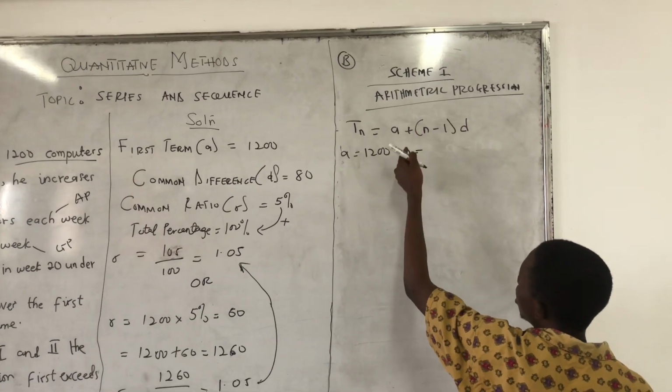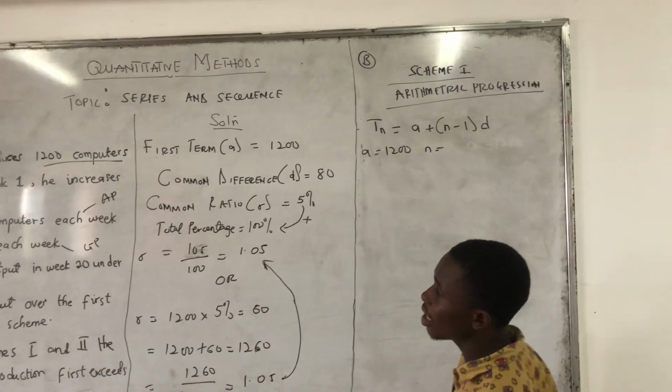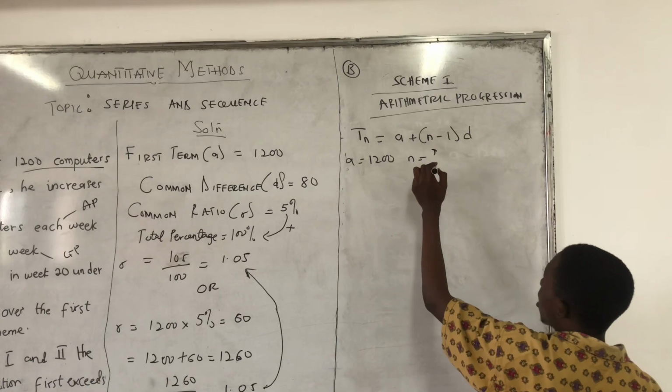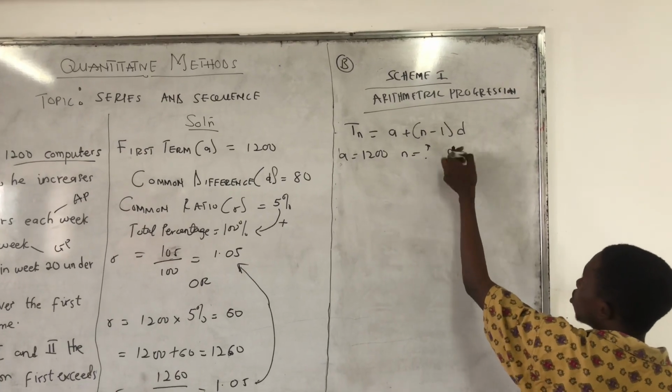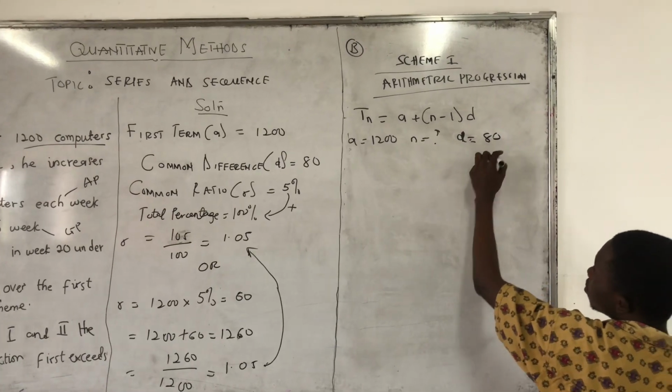Now n, the number of the nth term. When you check the question, we are not given any nth term for the B part of the question, so there is a question mark. Common difference D is 80. So we have this 80.